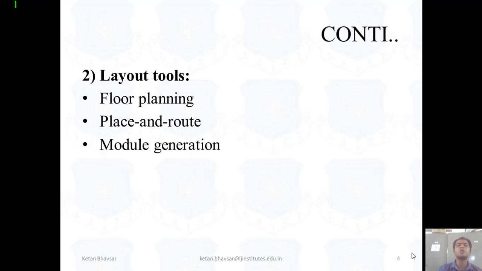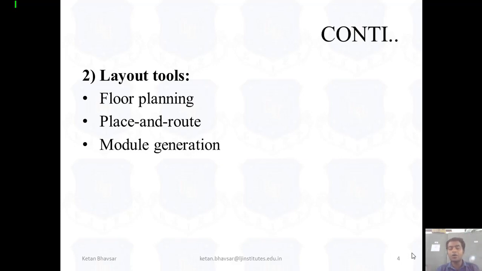So floor planning means what? Whatever code you write will be mounted on a particular area, as you can see in the floor plan. Place and route means what? It provides proper connections between component to component, and it decides the proper place where components can easily communicate with each other. And also module generation.